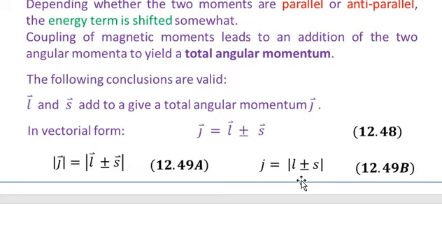So this means that the minimum value of J will be l minus S, and the maximum value of quantum number J will be equal to l plus S. So from the minimum value l minus S to the maximum value l plus S, there will be some other values which can be obtained by integral addition. That is, l minus S is the first quantity, then l minus S plus 1, l minus S plus 2, l minus S plus 3. So keep on incrementing through integer intervals, and then ultimately you will reach the final value, which is l plus S. So this is the meaning of equation number 49b.